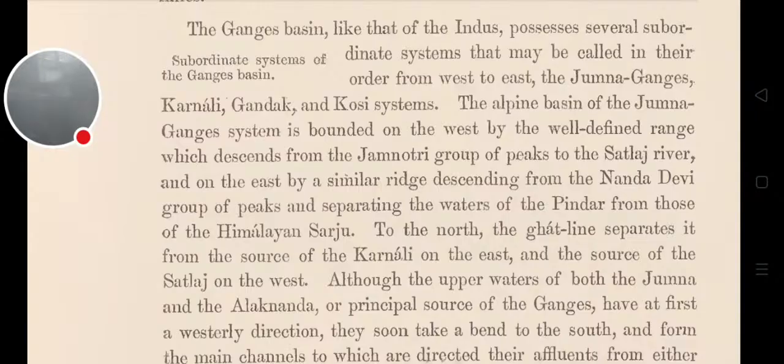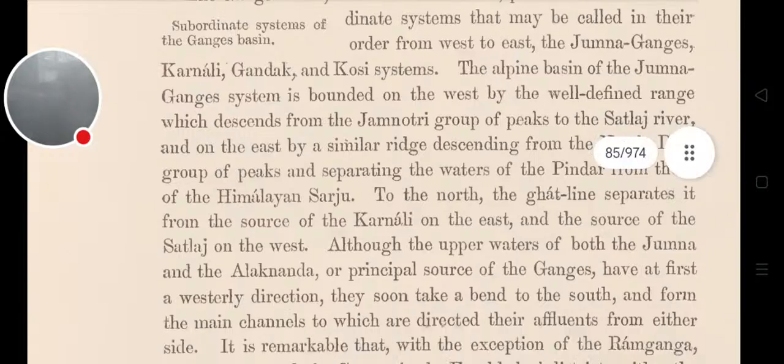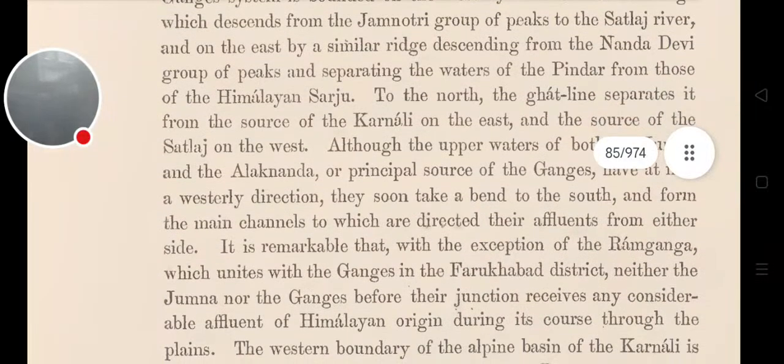The alpine basin of the Jamna Ganges system is bounded on the west by the well defined range which descends from the Jamnotri group of peaks to the Sutlej River, and on the east by a similar ridge descending from the Nanda Devi group of peaks and separating the waters of the Pindar from those of the Himalayan Sarju. To the north, the Ghat line separates it from the source of the Karnali on the east and the source of the Sutlej on the west.